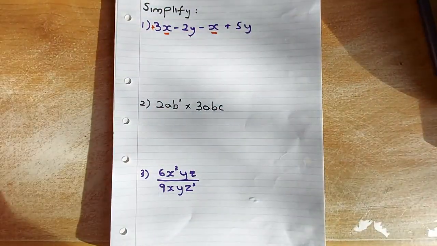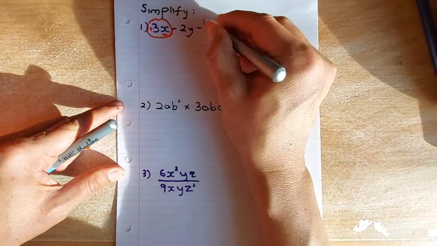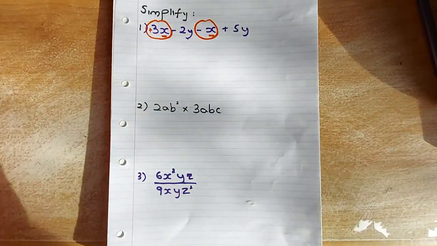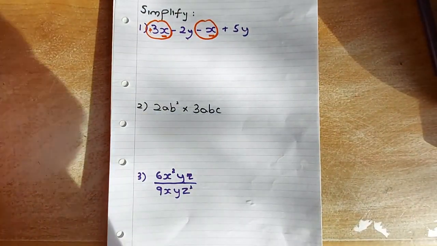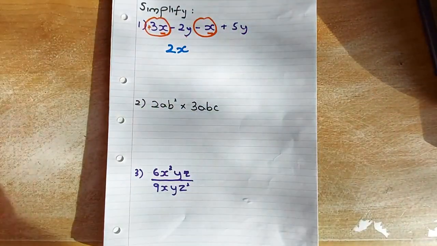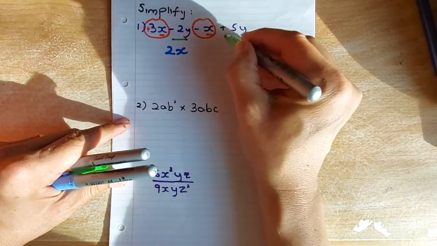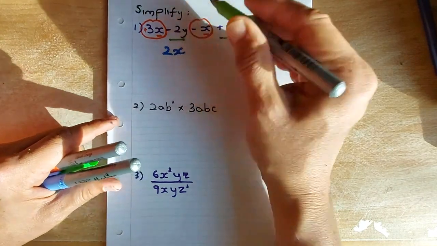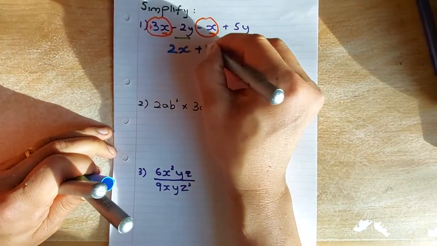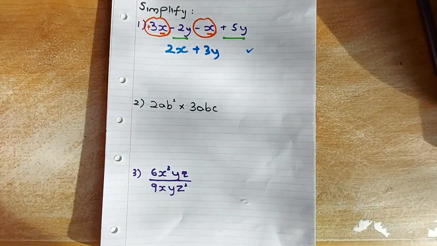Now we're going to add the x family. We have plus 3x and minus x. So 3 minus 1, you're going to get 2x. And then we look at the second family, minus 2y plus 5y. So 5y minus 2y, you're going to get plus 3y, and that is a simple tick in the exam.